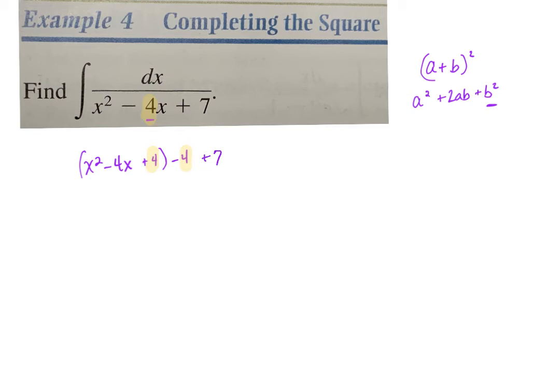And then I can rewrite this guy that I created as an x minus 2 quantity squared. And I can combine my like terms here. Negative 4 plus 7 is a positive 3.